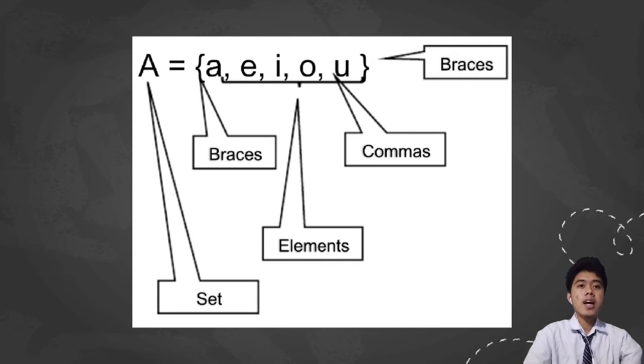Sabi ko nga dapat palaging capital letter yung set natin. Then we have equal sign, then open bracket or sabihin din natin yung braces natin. And sa loob ng braces, doon na nakalagay yung mga elements natin. And yung elements nga natin are vowels letter which are A, E, I, O, U. And we include comma para to separate yung different elements natin na hindi magsama-sama or maghalo-halo.